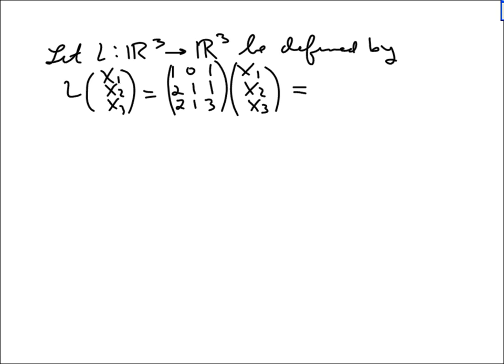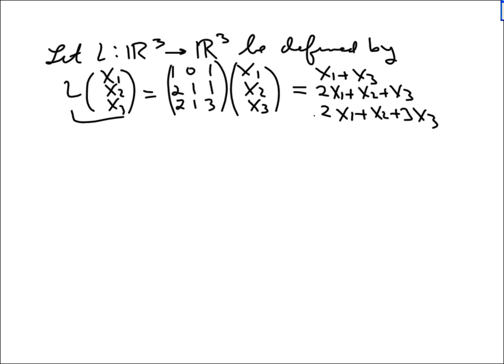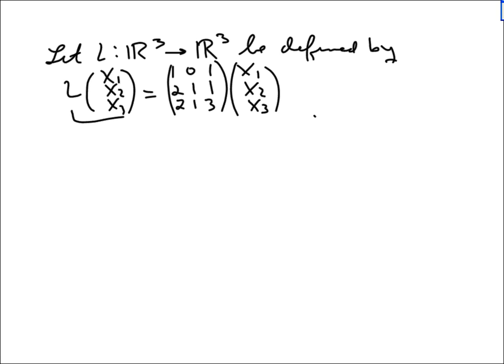And for the record, it's just x1 plus x3, 2x1 plus x2 plus x3, 2x1 plus x2 plus 3x3. That is, L of this is equal to that. You don't even have to talk about matrices. But you were not given this.